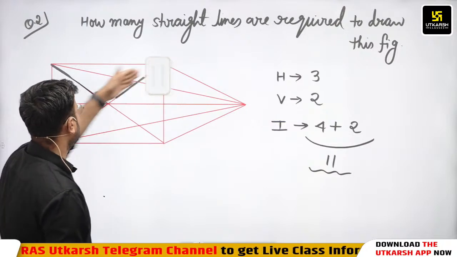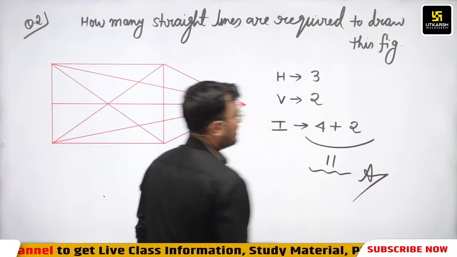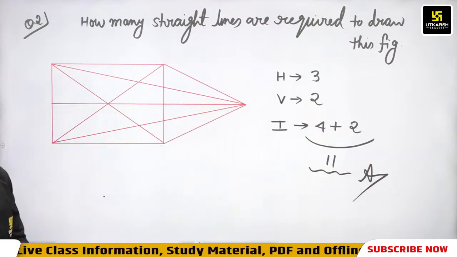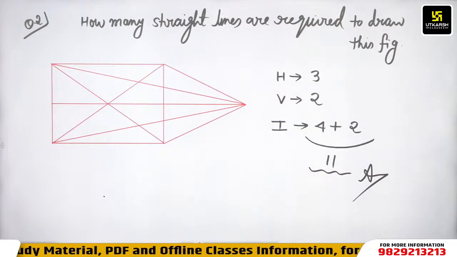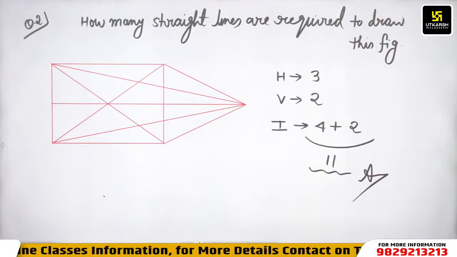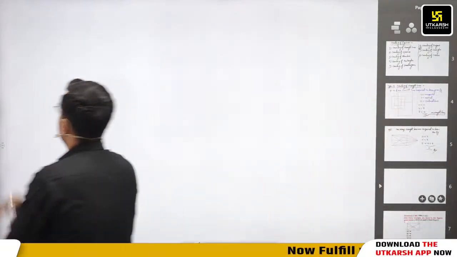How many minimum straight lines are required to draw this figure? 11 minimum straight lines are required to draw this figure. I hope now you are able to understand this very clearly, how to count horizontal, vertical and inclined lines also. Now in the next question, try to figure out how many straight lines are required to draw this figure.